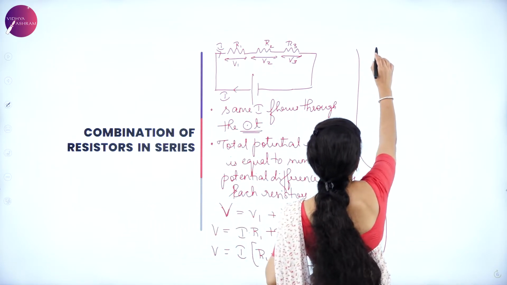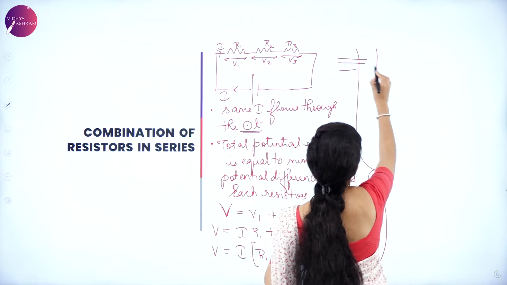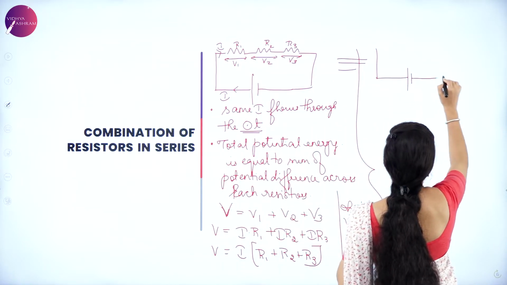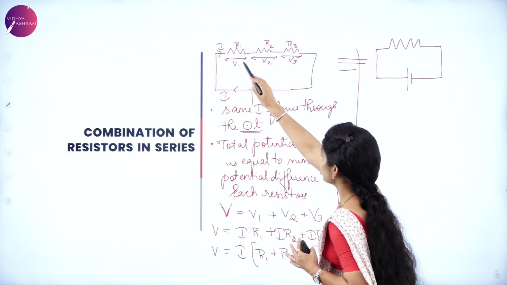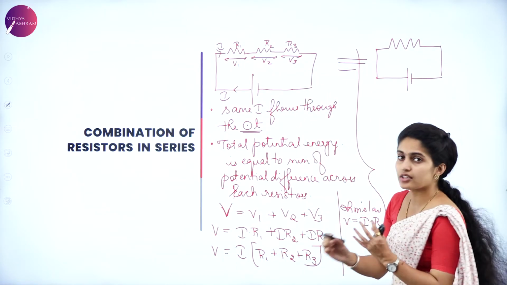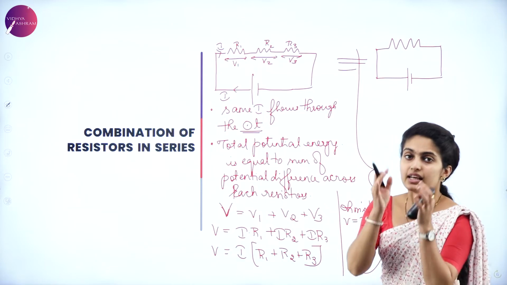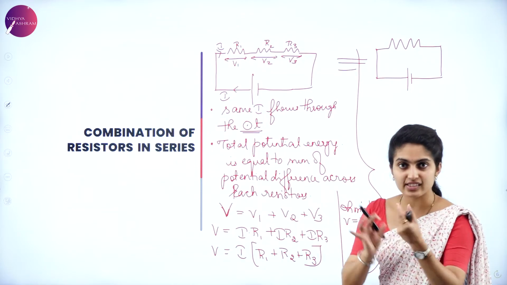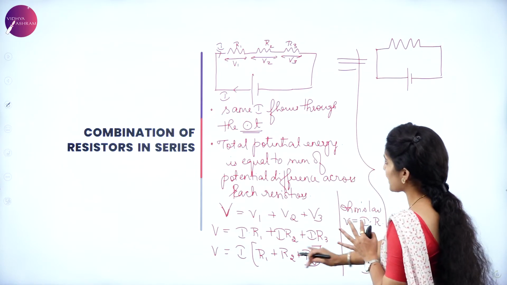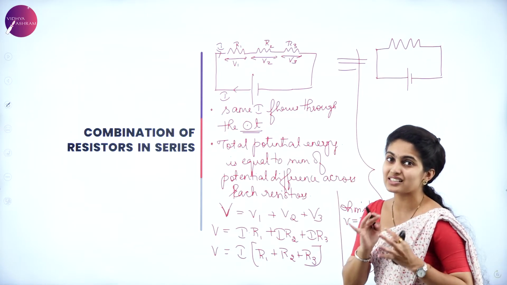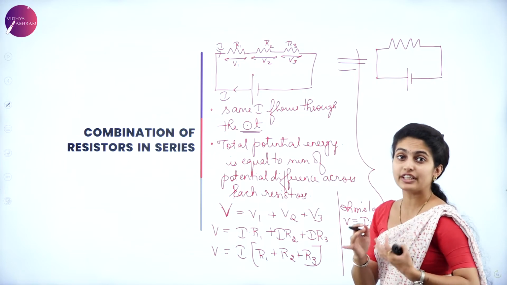So I'll just replace the whole circuit by one cell and one resistance, such that the resistance R1 plus R2 plus R3, whatever value it has, the same valued resistance I'll be taking and placing it over here. So we have to check the combination of resistors in series formula now, how it goes.